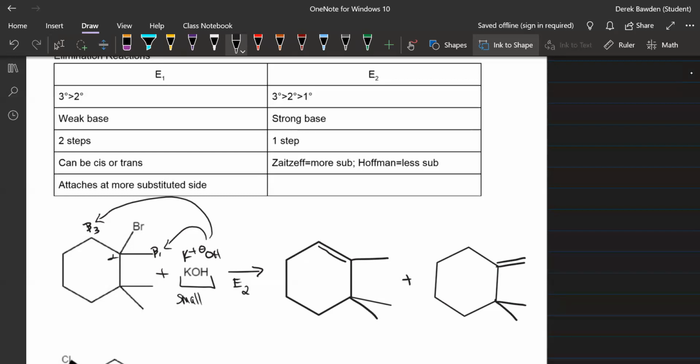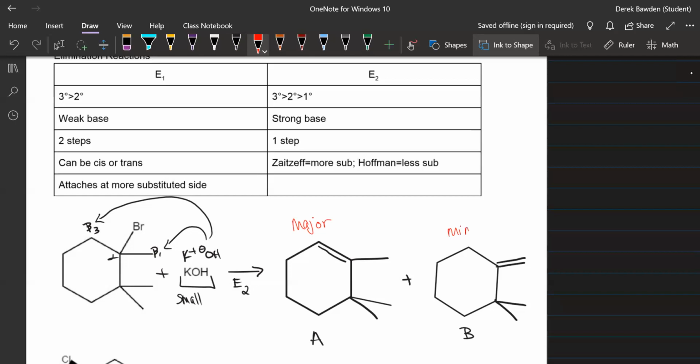All right, so because we had a small base here, which product, A or B, is our major product? Does anybody remember the rules here? It is A. Okay.